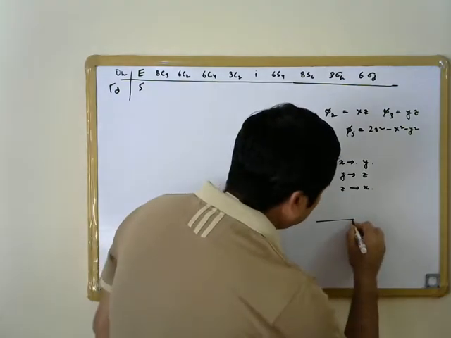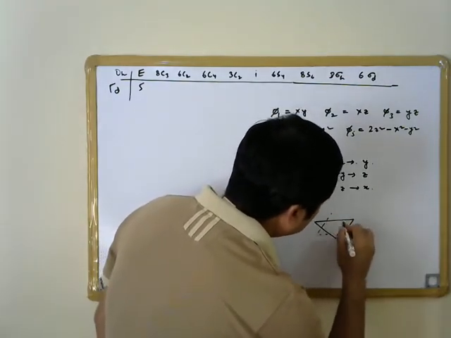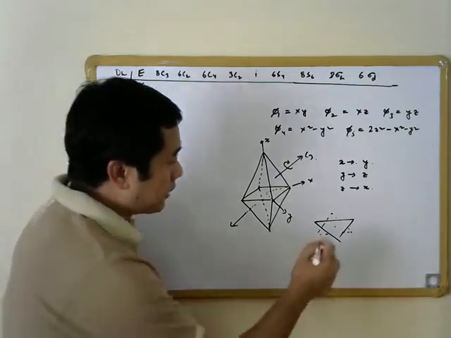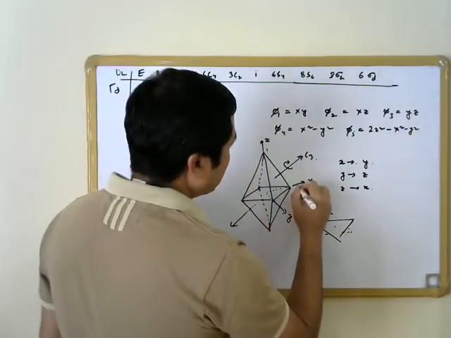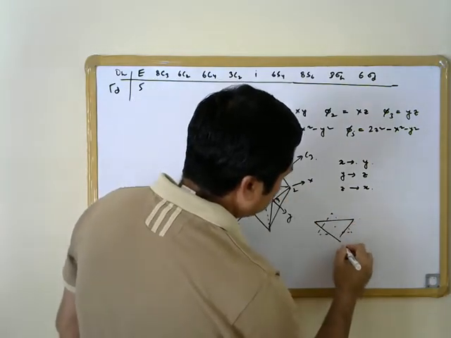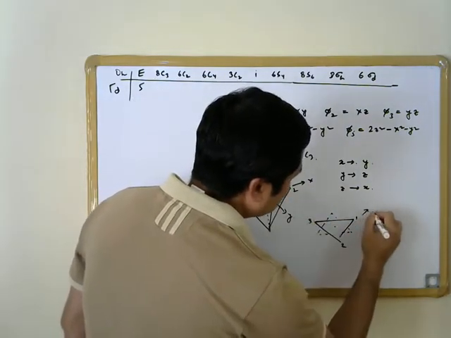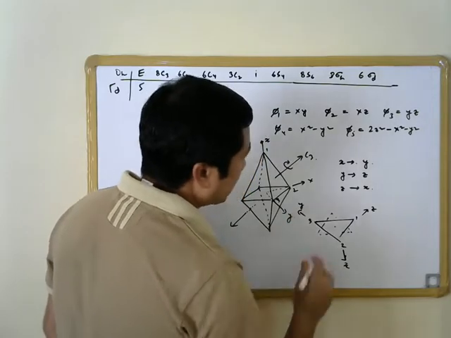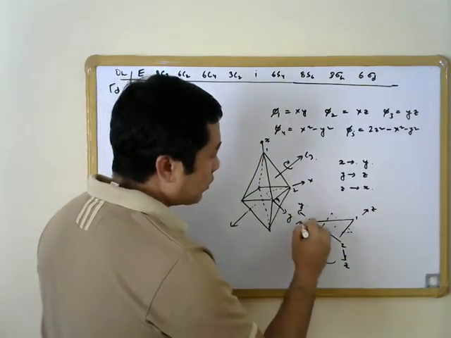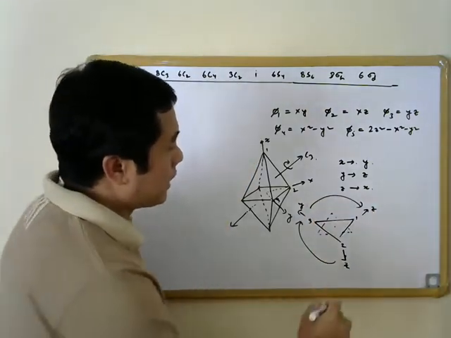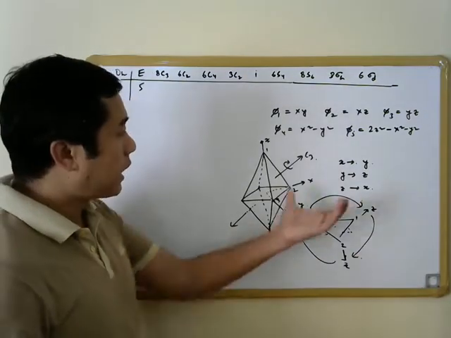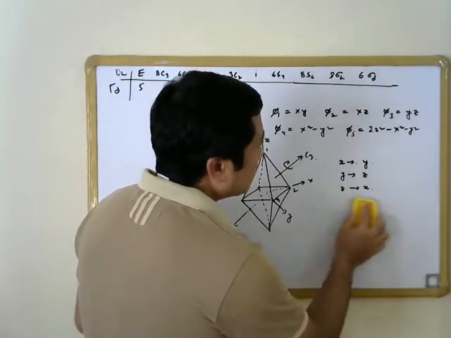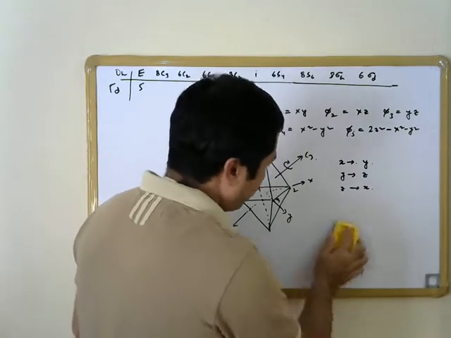One can more easily visualize how x will behave when we do the C3 operation if you look at the triangular picture for an octahedron, which we have already done. The C3 axis passes through the center of these opposite triangles, and if we label these positions as 1, 2, and 3, then the z-axis goes through this, the x-axis goes through this, and the y-axis goes through this. So when we do the C3 operation, x will go to the position of y, y will go to the position of z, and z will come to the position of x. So that is how we know how the functions x, y, and z transform when we do the C3 operation.